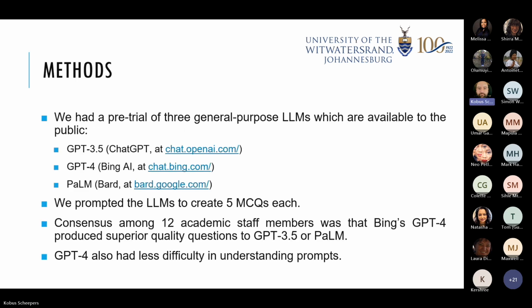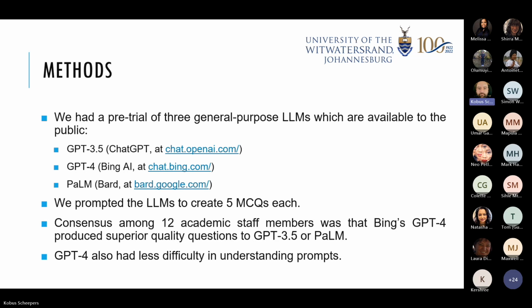Now, we decided that we were going to use, in the spirit of equity and accessibility, language models that are generally available to the public. So nothing paid, nothing difficult to use. So we decided on keeping with these three: GPT 3.5, which we can access through the ChatGPT platform, GPT-4, which we can freely access through Bing, and Palm, which is the language model that drives Bard or Google's AI.